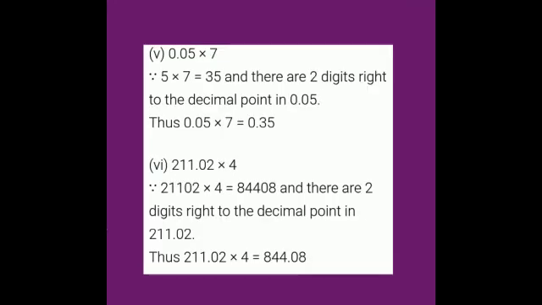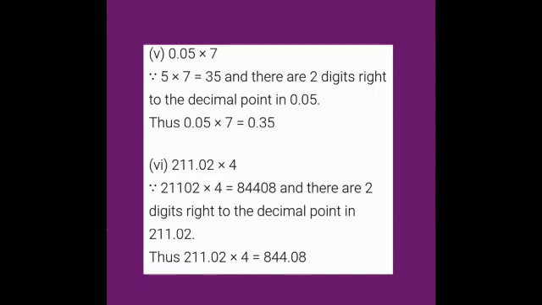Fifth subdivision, 0.05 into 7. Now 5 into 7 is equal to 35. And in the question there are two digits right to the decimal point in 0.05. So our answer is 0.35.